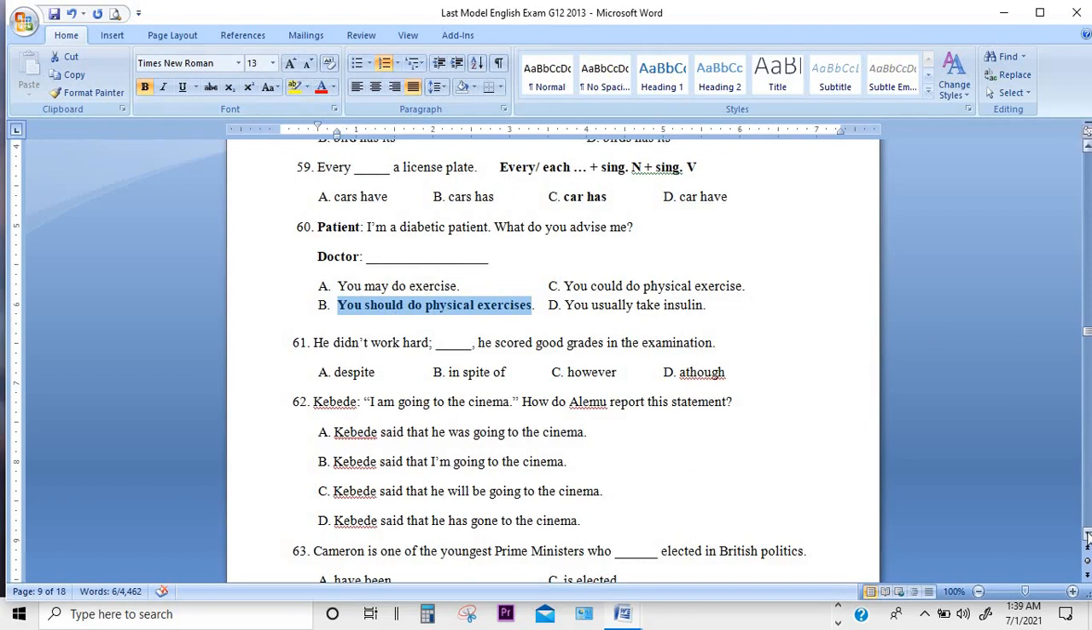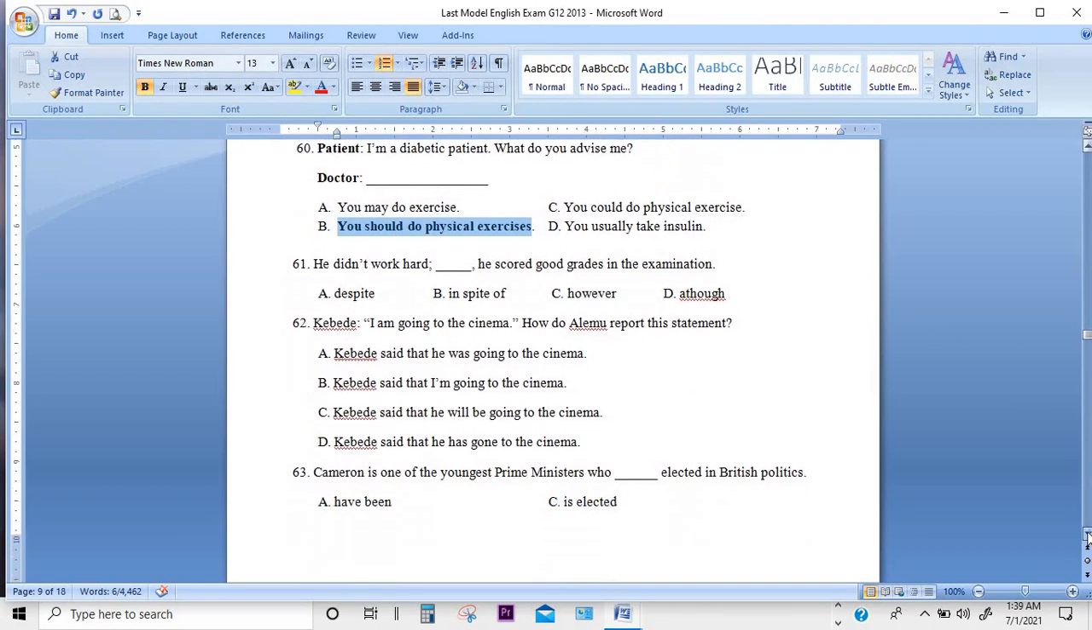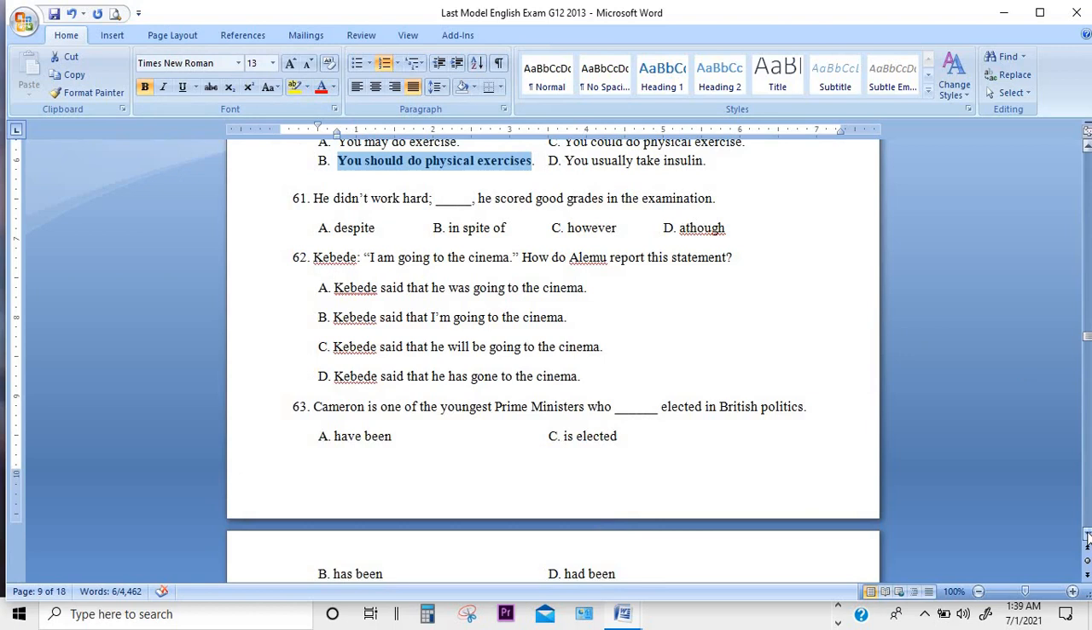Okay, very good. Question number 61. He didn't work hard; he scored good grade in the examination.